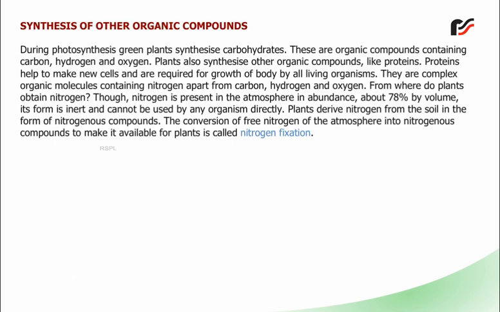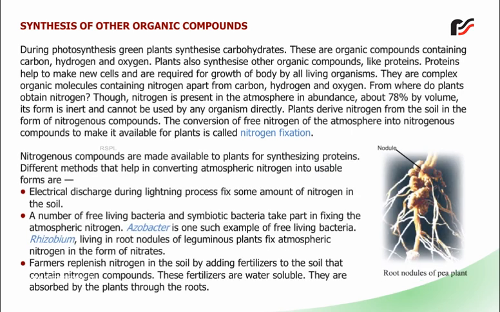Though nitrogen is present in the atmosphere in abundance, about 78% by volume, its form is inert and cannot be used by any organism directly. Plants derive nitrogen from the soil in the form of nitrogenous compounds. The conversion of free nitrogen of the atmosphere into nitrogenous compounds to make it available for plants is called nitrogen fixation. Nitrogenous compounds are made available to plants for synthesizing proteins.